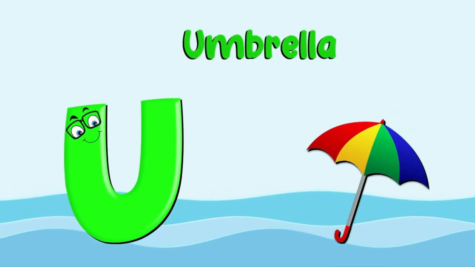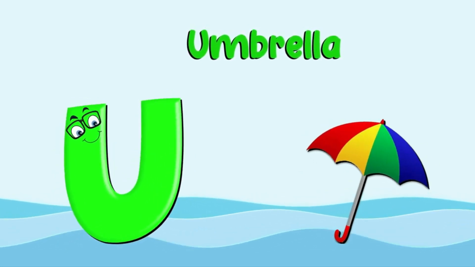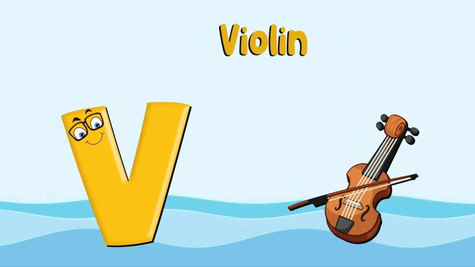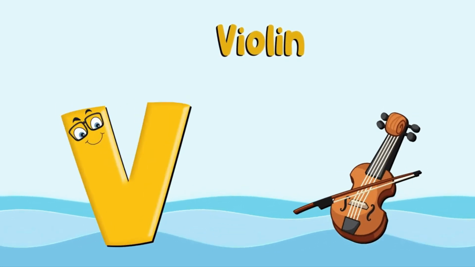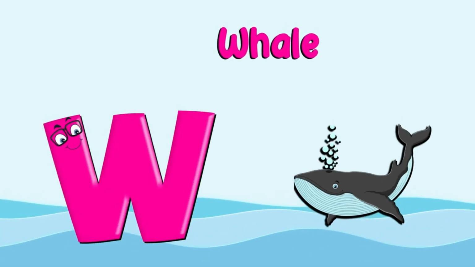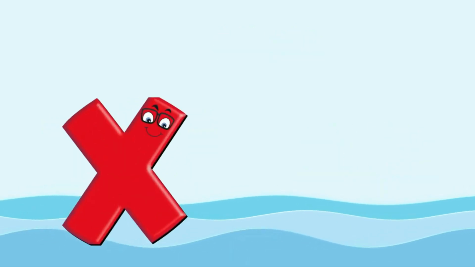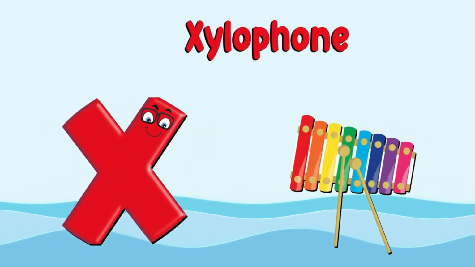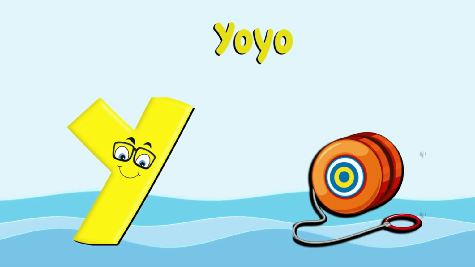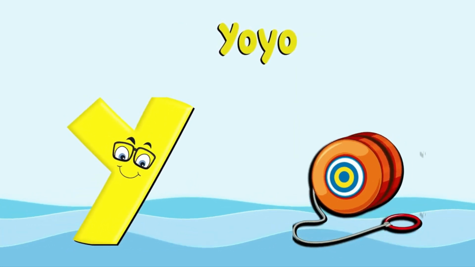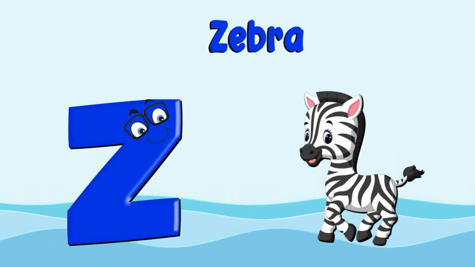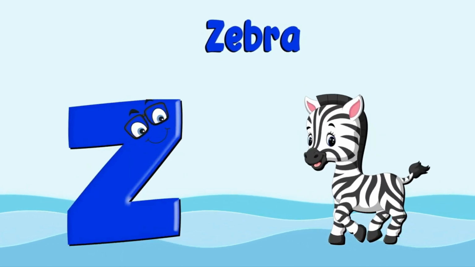U is for umbrella. Umbrella. Umbrella. U. Umbrella. V is for violin. V. Violin. V. Violin. W is for whale. W. Whale. W. Whale. X is for xylophone. X. Xylophone. X. Xylophone. Y is for yo-yo. Y, yo-yo. Y, yo-yo. Z is for zebra. Z, zebra. Z, zebra.